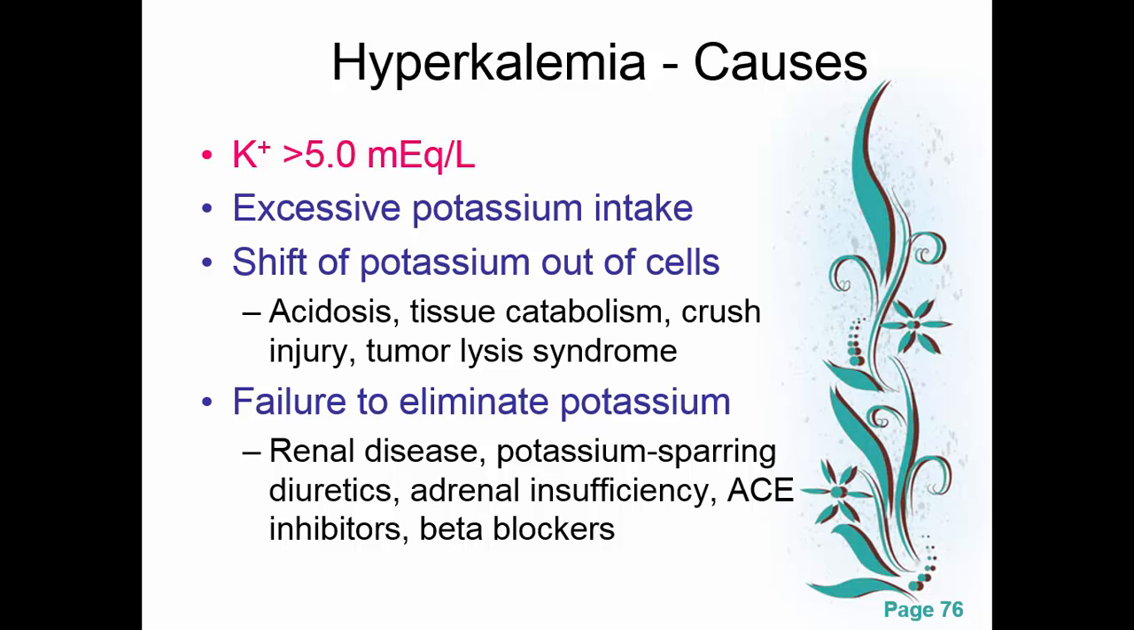Shifts of potassium out of the cells could be from acidosis, tissue catabolism, which is from fever, sepsis, burns. Crush injuries are also a cause. Tumor lysis syndrome, failure to eliminate potassium, acute or chronic renal failure, especially your patients on dialysis are at risk. Diabetic ketoacidosis, trauma, burns, medications, NSAIDs, beta blockers.